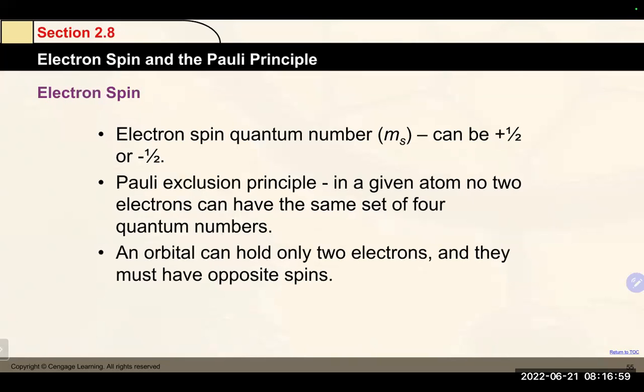So as I mentioned before, the electron spin quantum number is m sub s, and it can have +1/2 or -1/2. There's an important rule, the Pauli exclusion principle, that no 2 electrons in the same orbital can have the same set of 4 quantum numbers. What that impacts, as we will see in just a second, is how the electrons go into the individual orbital. To get around that, they need to have opposite spins.